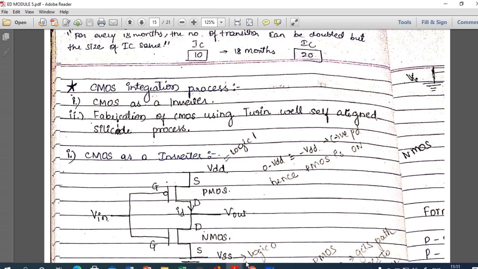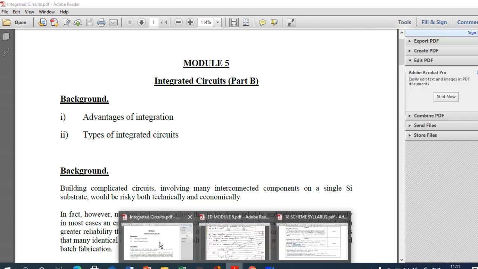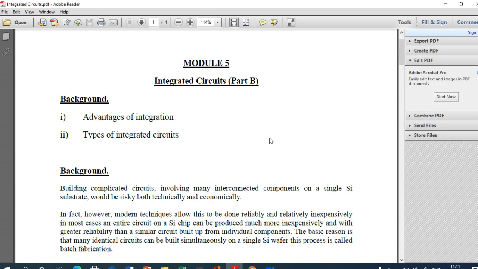So now we'll move on to that notes so that we can understand what is this integrated circuits and its evolution. So now we'll start with the module 5, integrated circuits. The first topic is background. So in background we have two topics. One is advantages of integration. Second is types of integrated circuits.